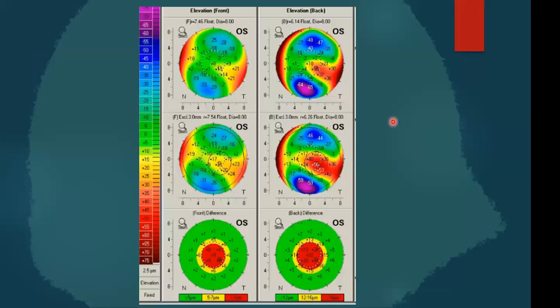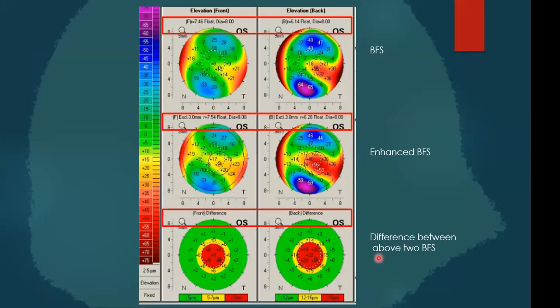So again, this shows the same, that this is the best fit sphere, the first one, and this is the enhanced best fit sphere. As you can see, it is written in small that it excludes the central 3 mm. So the elevation points are more exaggerated and we tend not to miss anything. And this is actually the difference between the above two best fit spheres.